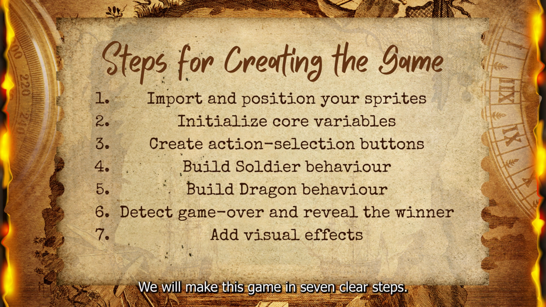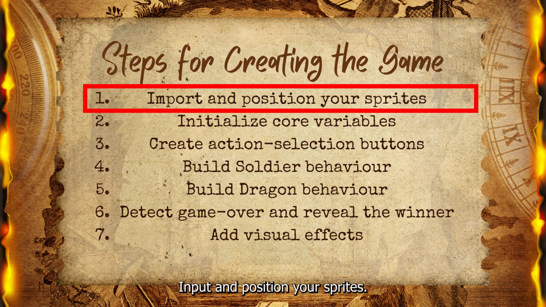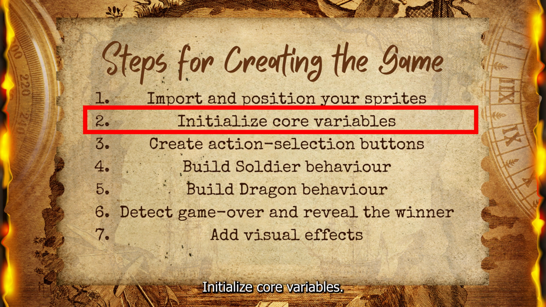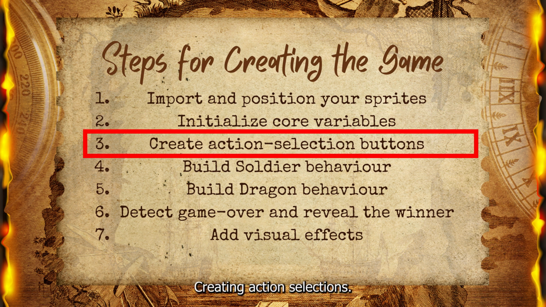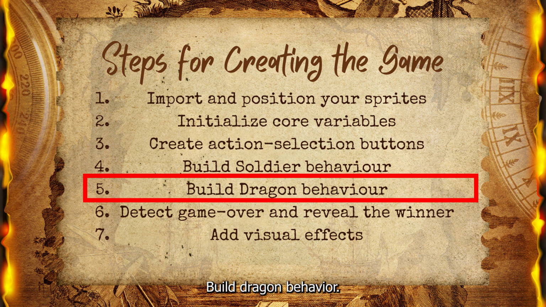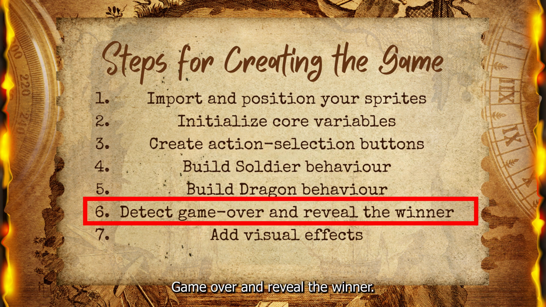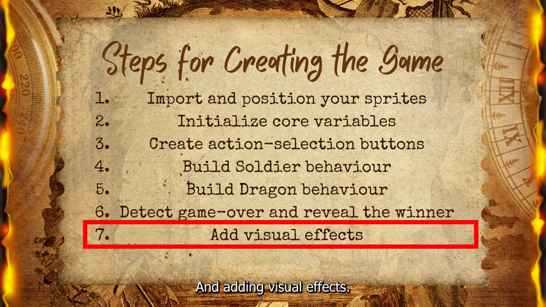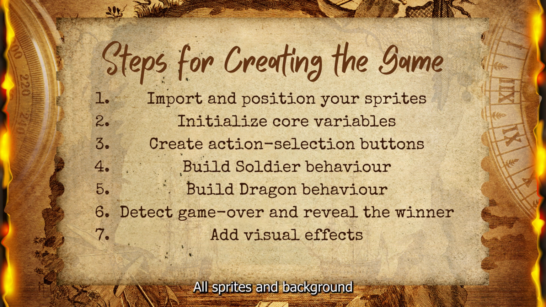We will make this game in 7 clear steps. Import and position your sprites, initialize core variables, create action selection buttons, build soldier behavior, build dragon behavior, detect game over and reveal the winner, and add visual effects. All sprites and background image are available in the link I've put in the description, so you can download them and follow the steps. And we will walk through each step one by one.